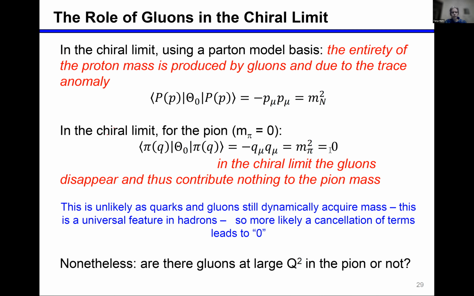Now, if you think about what I said, I think on the first or second slide, that seems unlikely because, of course, quarks and gluons still dynamically acquire mass. And it's a universal feature of hadrons. So it's more likely that this cancellation shown here is what leads to 0 and gives the pion and kaon mass. However, from the experimental point of view, the question I would be interested in is simply, are there actually gluons at large Q squared in a pion or not?